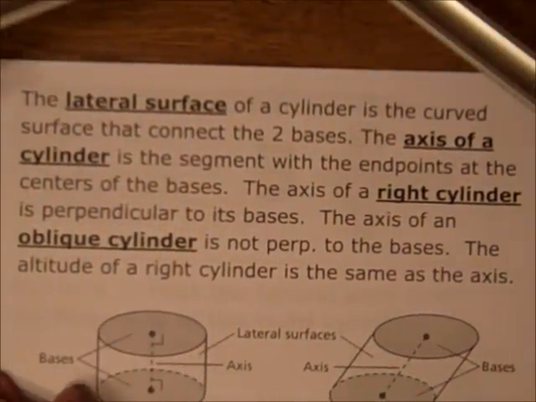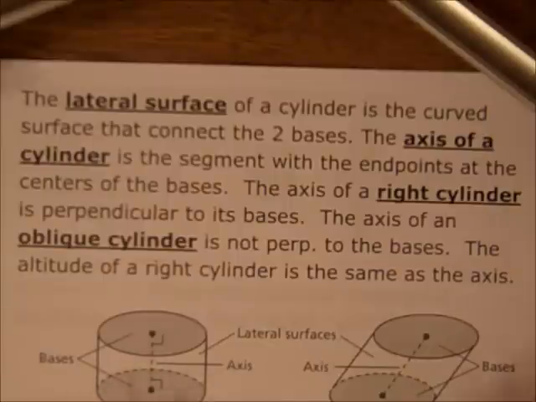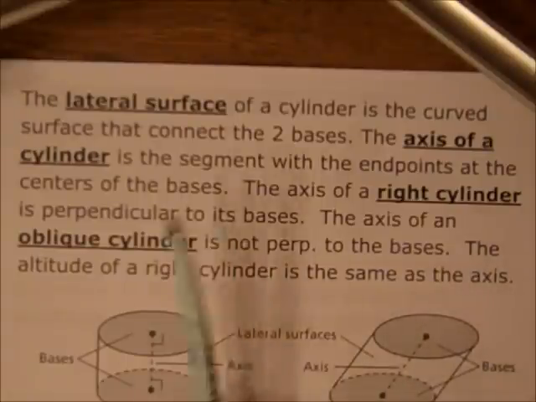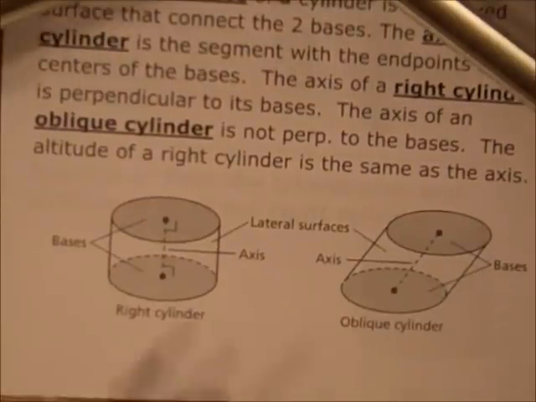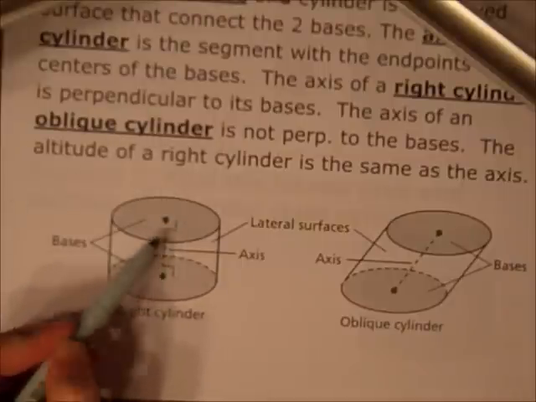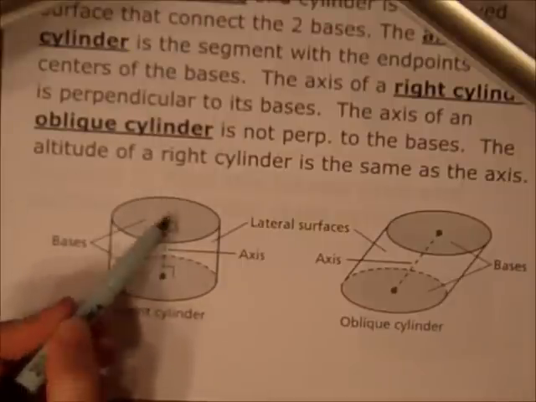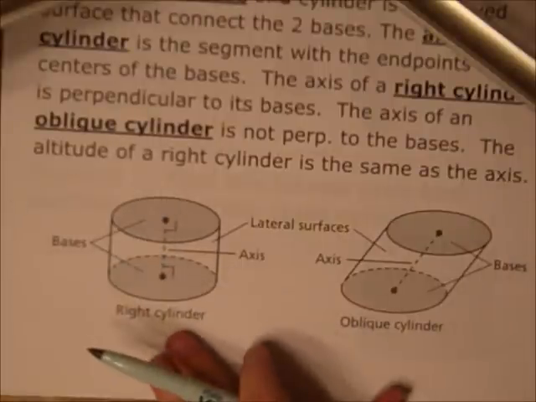The lateral surface area of a cylinder is that curved surface that we learned about when we did nets, that when we unroll it, it becomes a rectangle. So that's that curved surface. The axis of a cylinder is a segment whose endpoints are the centers of the bases. So the axis is this imaginary line that connects the two bases together. It's going to go straight down the middle.